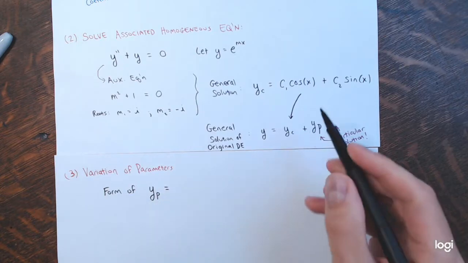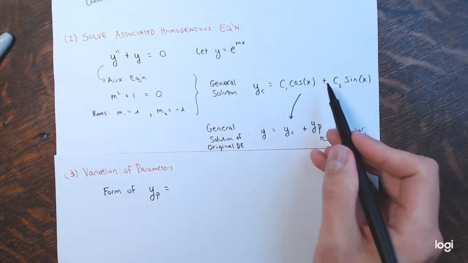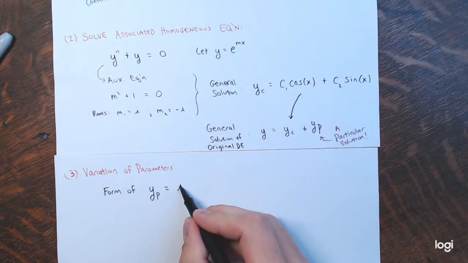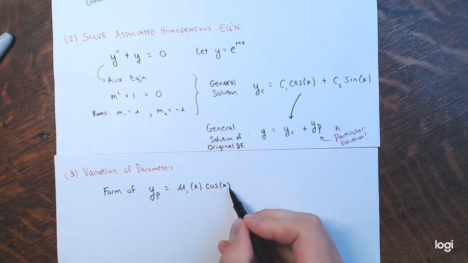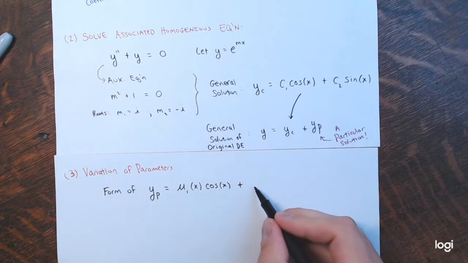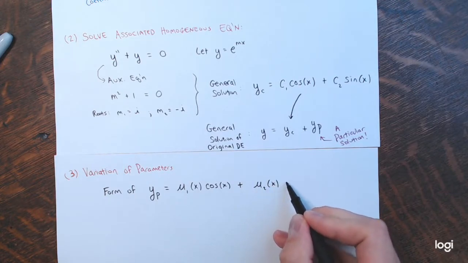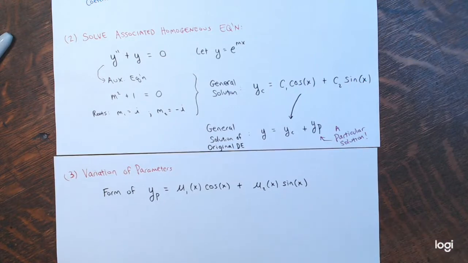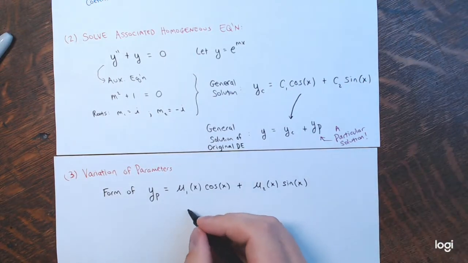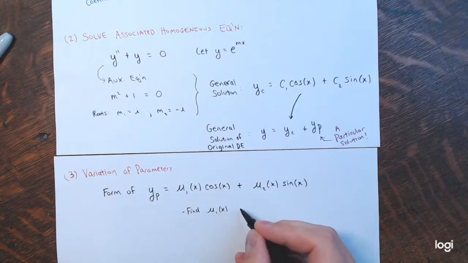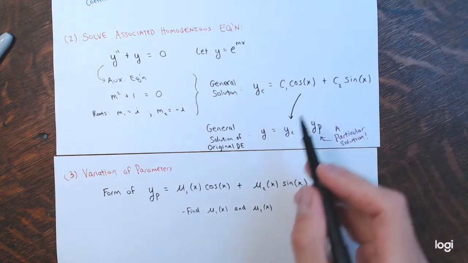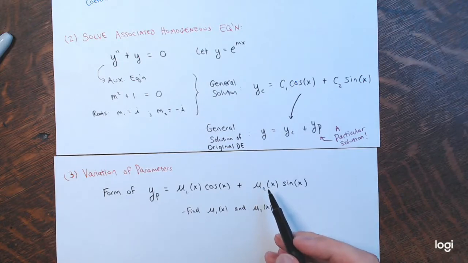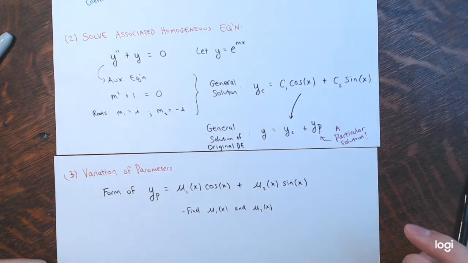yp, is going to look almost exactly like this yc, but instead of constants, we're going to be finding a function u1 of x times the cosine of x plus another function u2 of x times sine of x. And my goal is now to find this u1 of x and u2 of x. Right, just again replacing the constant parameters with functions that vary with x. Thus the title, variation of parameters.